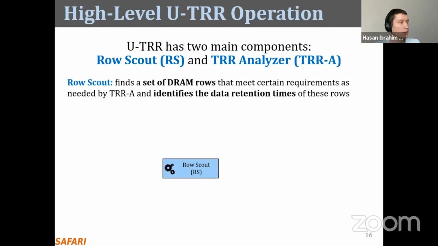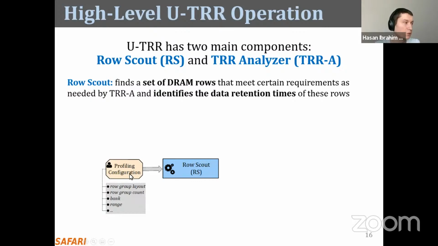The purpose of Row Scout is to find a set of DRAM rows that meet certain requirements as needed by TRR Analyzer, and to identify the data retention times of these rows. So let me try to explain with this diagram what it does. We have the Row Scout here in the middle. The user, the person that will perform these experiments to analyze the TRR mechanisms, defines some requirements for Row Scout. These requirements can be the row group layout, row group count, bank, and range.